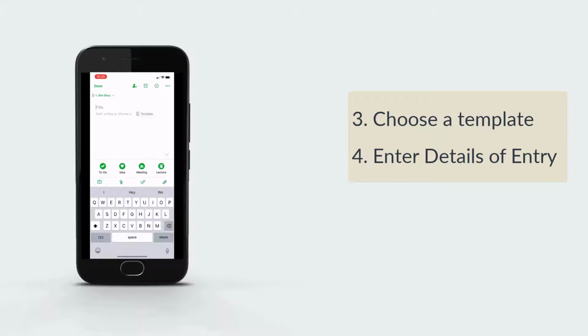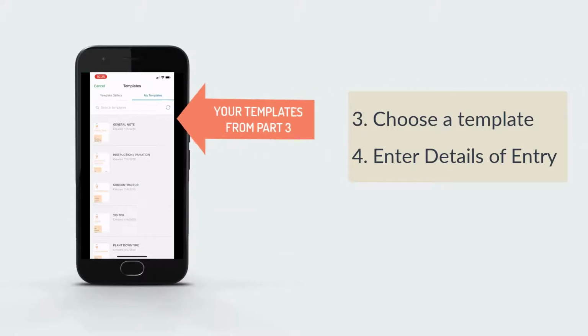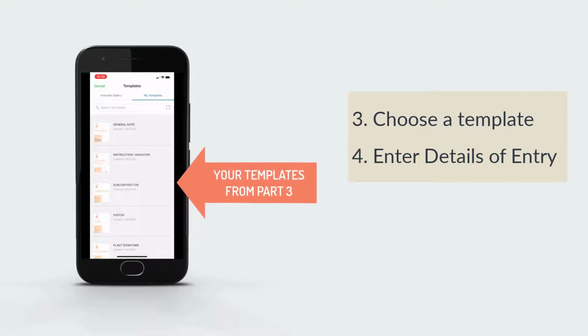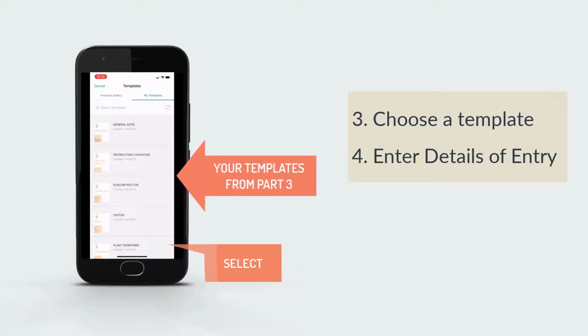When the new note appears, you'll see an option to select a template. The templates you added to your account in part 3 will now appear. In this case, we want to record plant downtime.